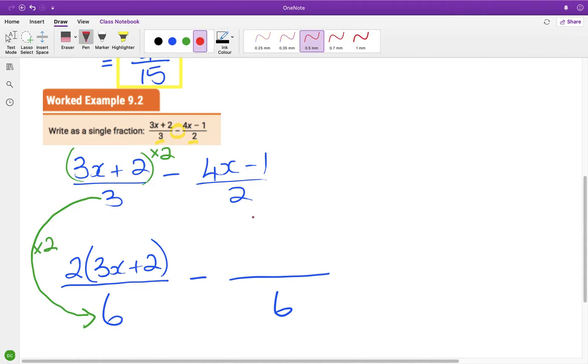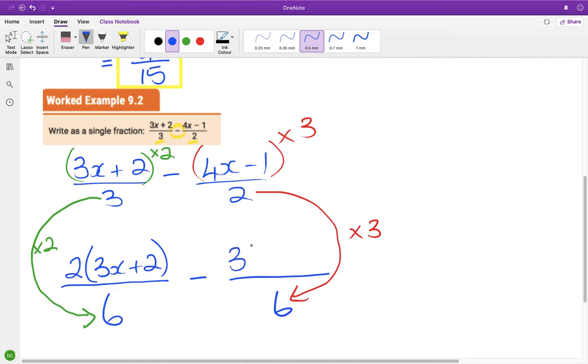Okay, I'll change colour and we look over here. So here the denominator, the bottom line, is going from a 2 to a 6, which is multiplying by 3. So I'm going to have to take this top line and multiply it by 3. Same adjustment to the bottom as the top, or top as the bottom. Okay, so I write that as 3 times 4x minus 1.